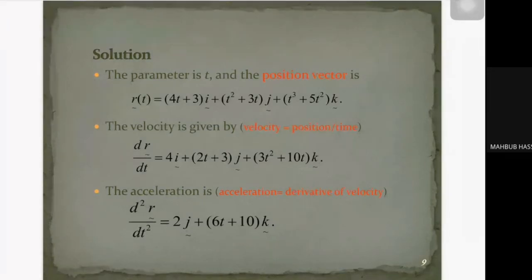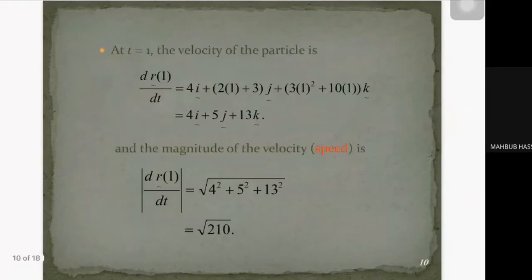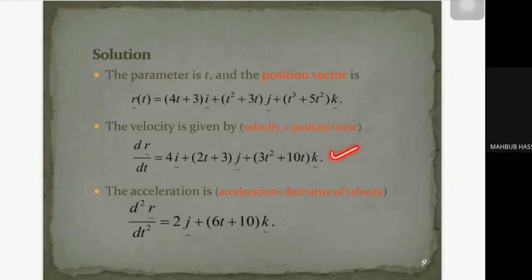Okay, so you already obtained the solution for question 1. So next, the magnitude of both velocity and acceleration at t equal to 1. Okay, look at this solution. At t equal to 1, the velocity of the particle is 4i plus 5j plus 13k. So from this velocity, you just substitute t equal to 1.